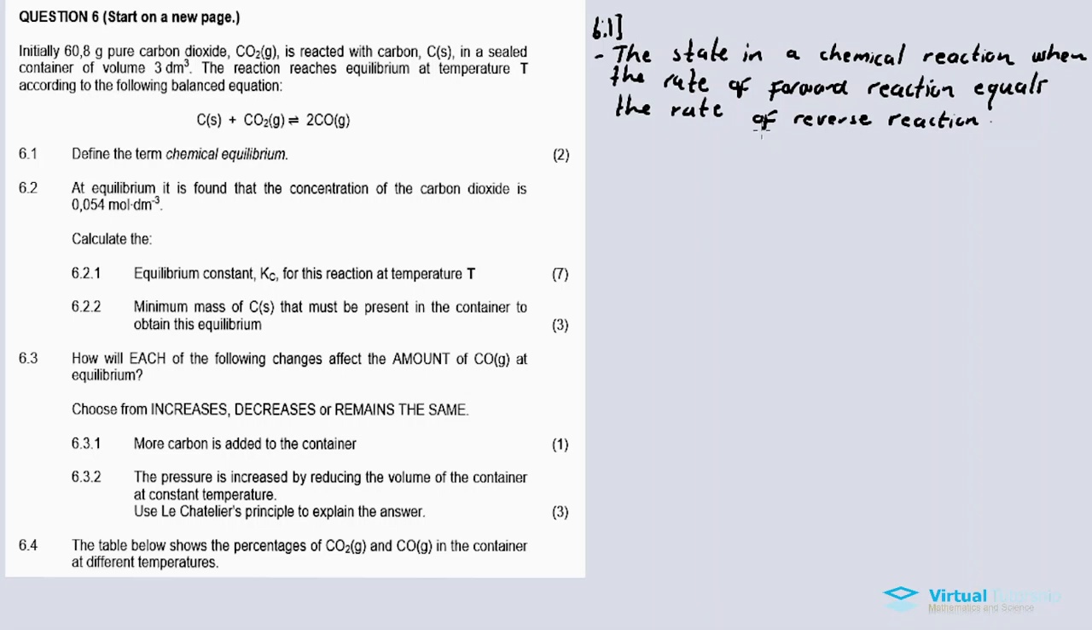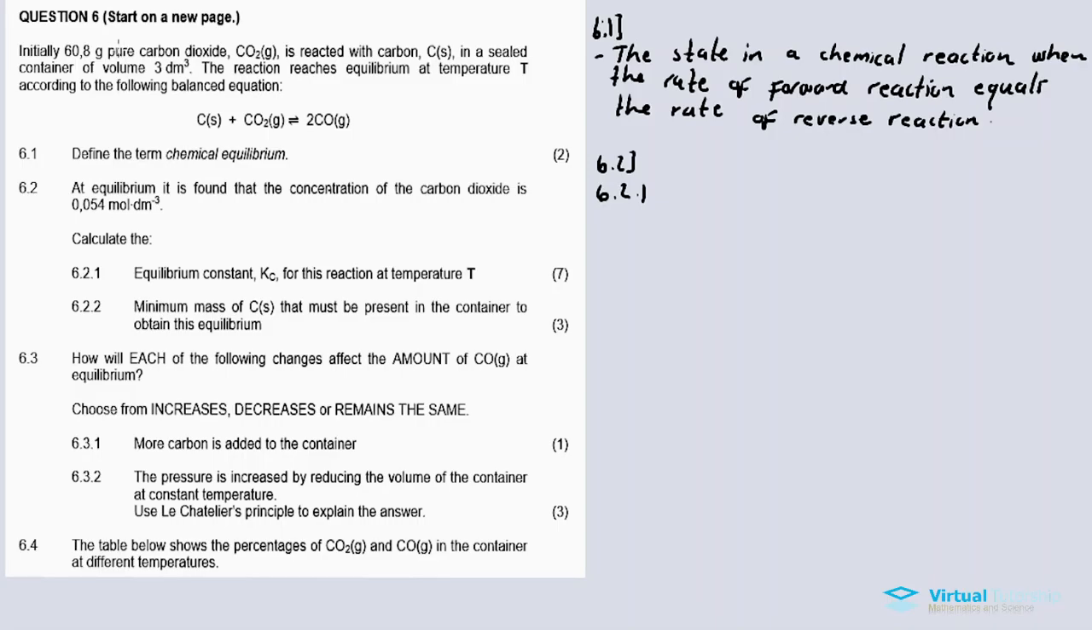6.2, at equilibrium, it is found that the concentration of the carbon dioxide is 0.054 mole per cubic decimeter. So they give us the concentration of carbon dioxide at equilibrium as 0.054. Then they ask us to calculate 6.2.1, the equilibrium constant Kc for this reaction at temperature T. The T is an unknown temperature, but let's focus on the Kc value for now. We want the Kc value, but first, in 6.2.1, I will calculate the number of moles of carbon dioxide.